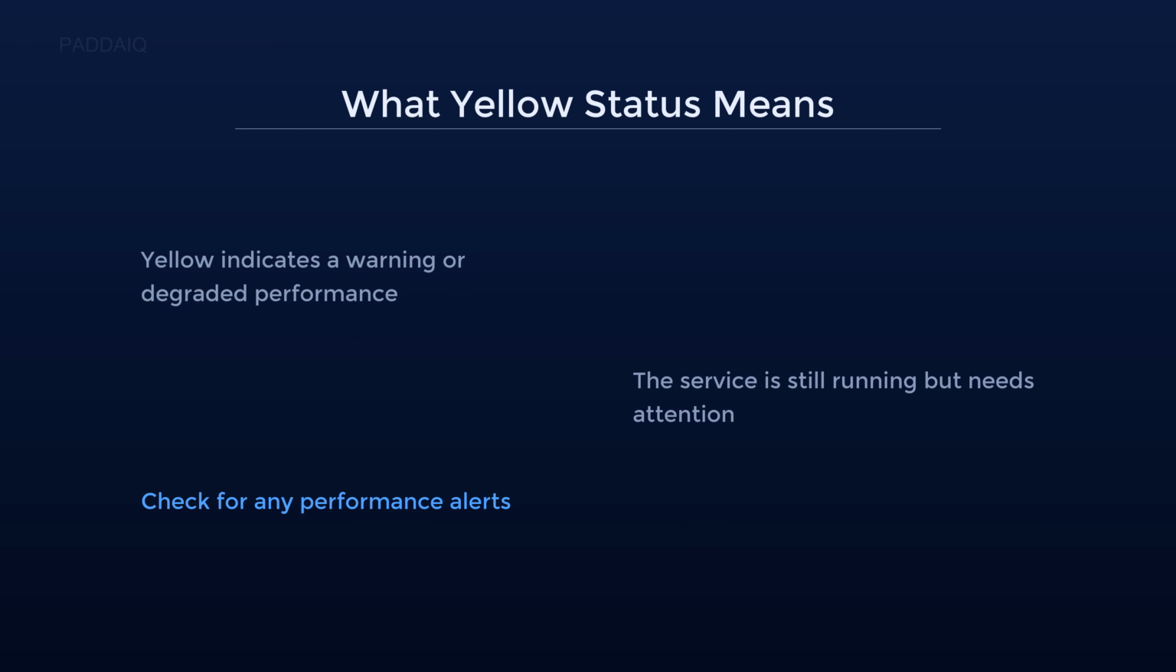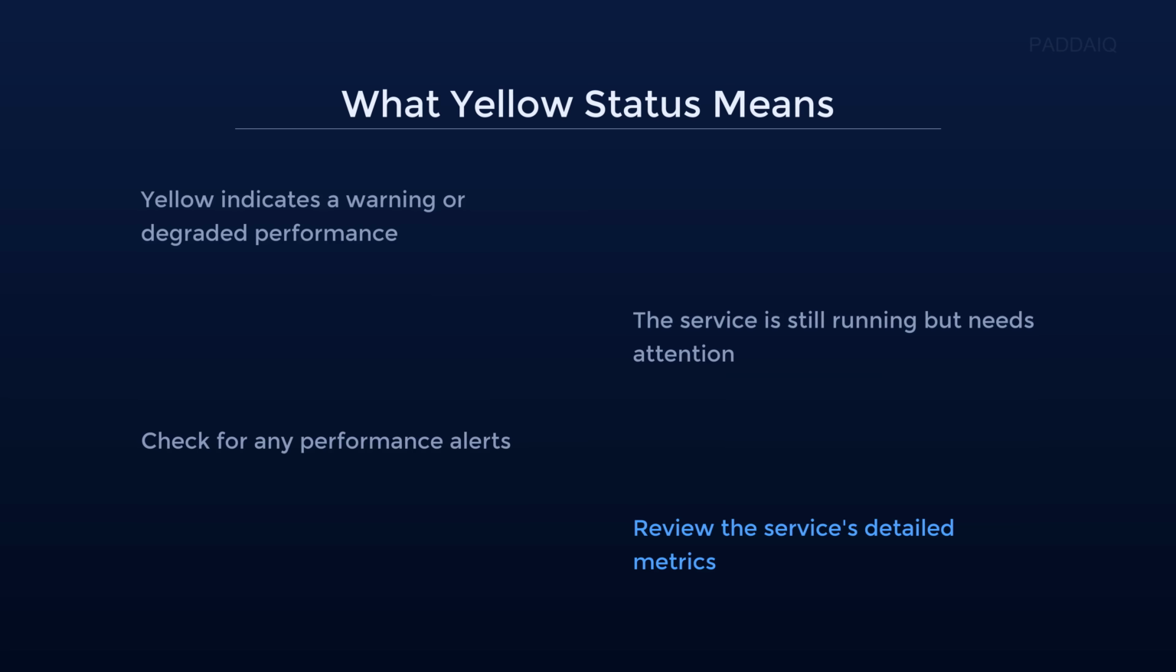Check for any performance alerts. This means reviewing if your system is running slower than expected or consuming too many resources. For example, if your sales report takes minutes instead of seconds to load, it is a sign to investigate. Addressing these alerts promptly ensures your applications remain efficient and responsive for users.